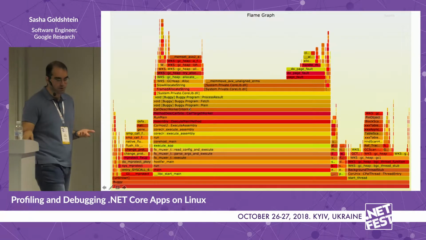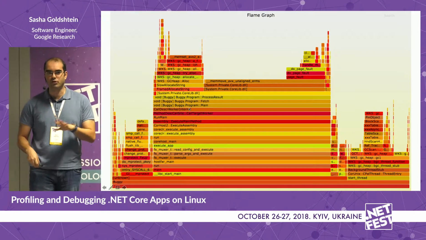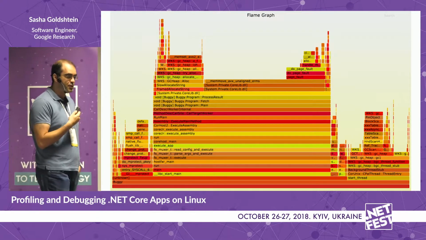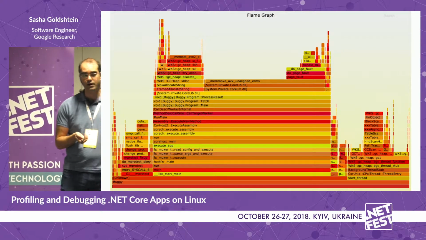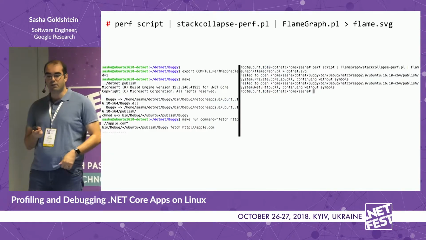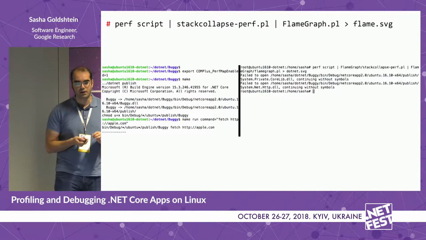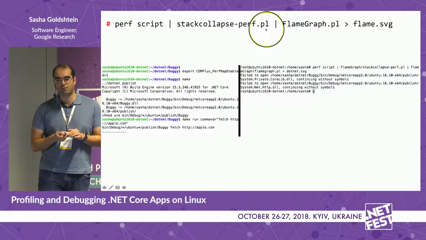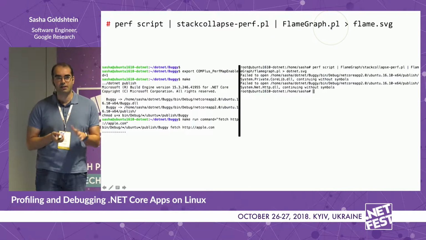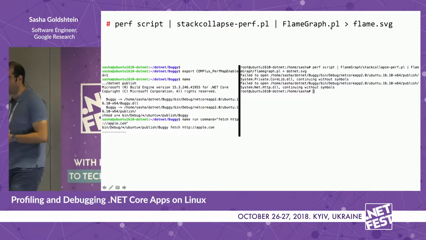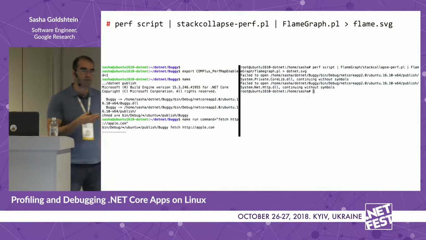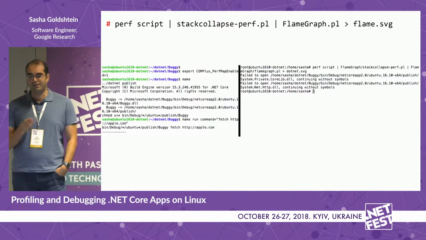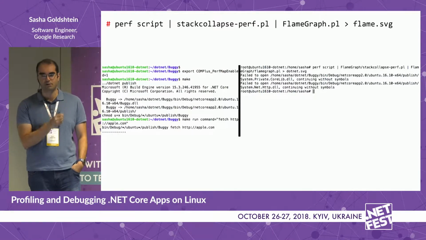So flame graphs are quite useful. Again, I wish we could do a full talk on flame graphs, maybe some other time. And they're useful not just for profiling, they're useful for a lot of other scenarios. And to generate this flame graph, all I had to do is use another perf subcommand and a couple of Perl scripts I downloaded from GitHub. And flame graphs were invented by Brendan Gregg, who's a senior software engineer at Netflix. And he wrote these Perl scripts initially.